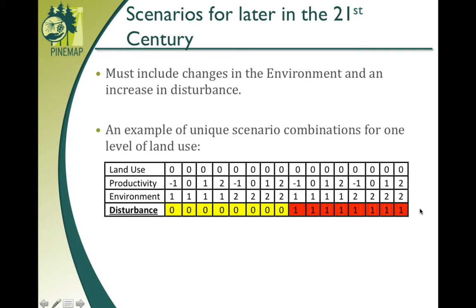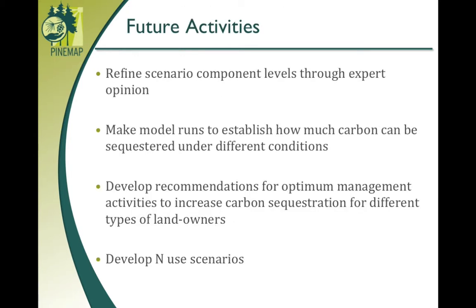So the point is that in the near term, we will be refining those scenario components through expert opinion. That includes the models that our various scientists in the region have developed to put bounds on these numbers and to allow us to make those decisions about which of these components we think are the most important. Otherwise, and the reason for doing that is otherwise you would just have a bewildering array of possibilities depending on what each individual scientist picks. Then we'll be making our model runs to establish how much carbon can be sequestered under different conditions, and there's a lot of what if here.